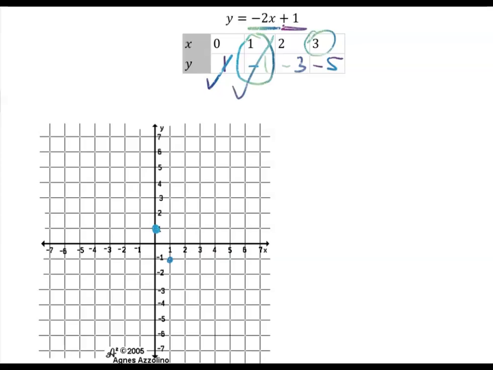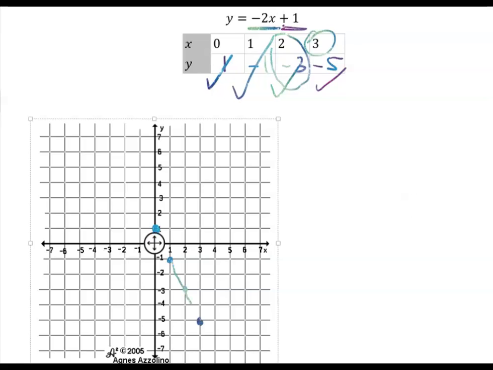All right, when x is 2, y is minus 3. So x is 2, we go down to minus 3, put a dot. When x is 3, y is minus 5. So x is 3, down to y is minus 5. Put a dot, and you'll see that these make a lovely straight line. And I can draw a lovely straight line on my computer so beautifully.